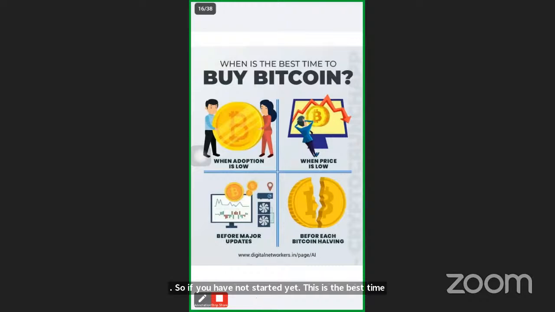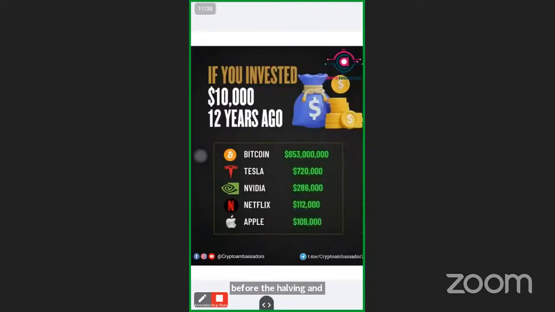When is the best time to buy Bitcoin? When the adoption is low, when the price is low, when major updates are happening, and you start even 1 year before the halving, or sometime when the price is low and before the halving, and people are accumulating and preparing for the next halving. This is the best time to buy Bitcoin.